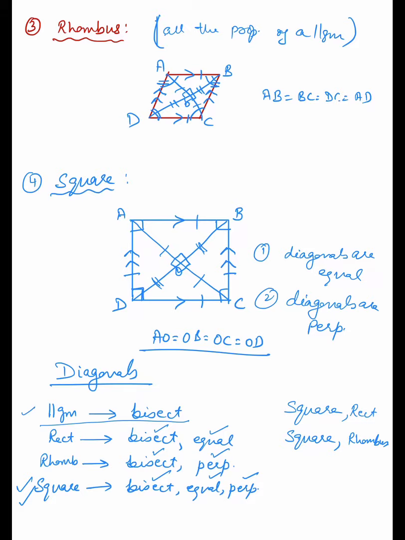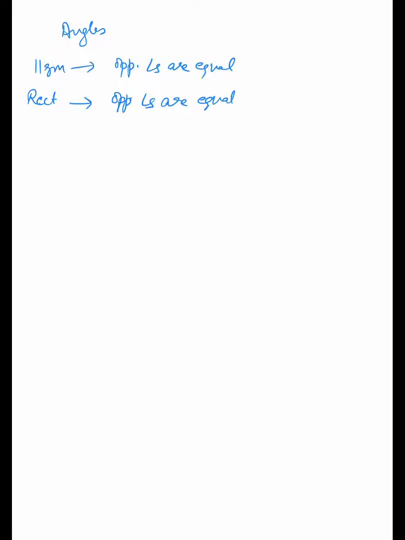Suppose I want to talk about the angles, then what do we do? Opposite angles are equal in a parallelogram. Only we say opposite angles are equal. What about in a rectangle? We can say opposite angles are equal, but we have something more than that. What is more? That all four angles are equal. When all four angles are equal, obviously opposite angles are definitely equal, right? And they are all equal to 90 degrees.